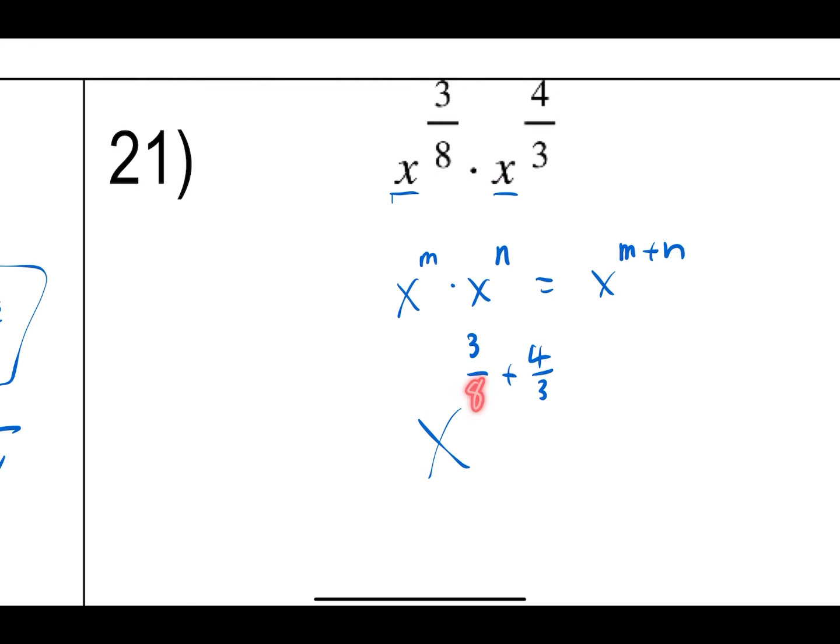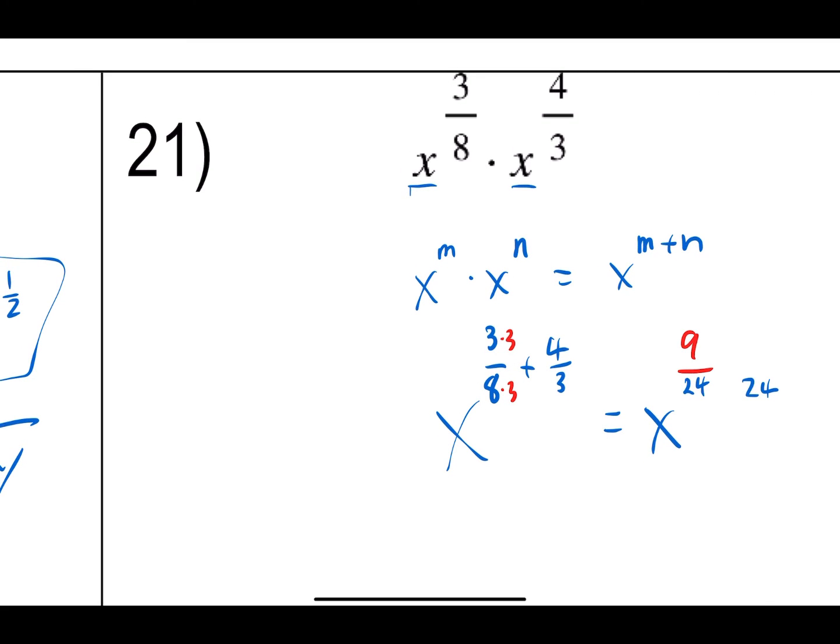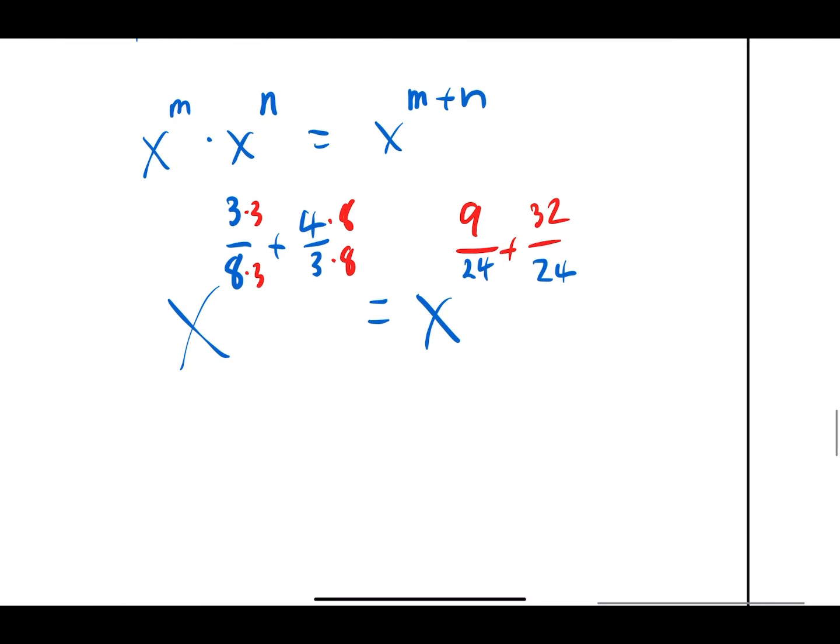3/8 and 4/3. 8 and 3, I would say 24. So that would be x to the 24ths. And 3/8: 8 times 3 is 24, so 3 times 3 would be 9. 3 times 8 is 24, so 4 times 8 is 32. And 9 plus 32 would give us x to the 41 over 24. And 41 is prime, so I don't think this reduces. Nope, we're done.